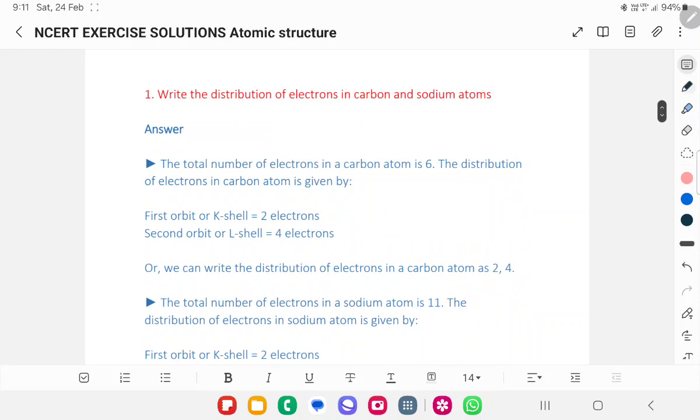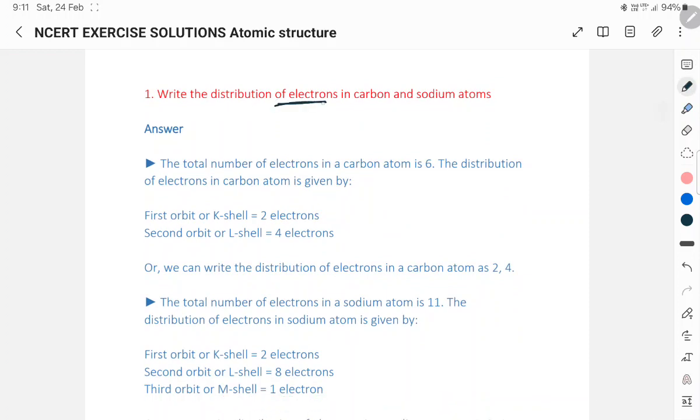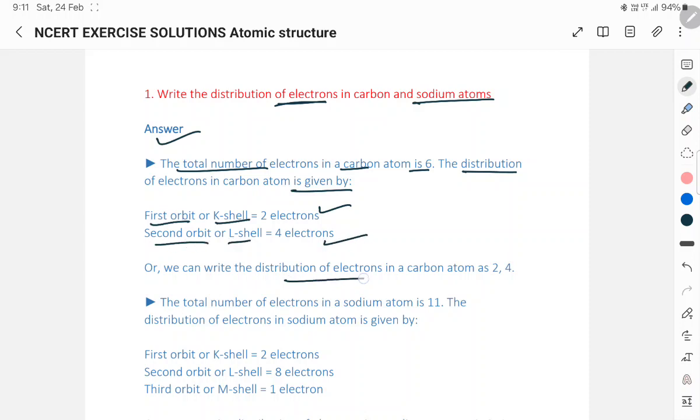Now next question is, write the distribution of electrons in carbon and sodium atoms. The total number of electrons in a carbon atom is 6. The distribution of electrons in a carbon atom is given by the first orbit, K shell, which contains 2 electrons, and the second orbit, L shell, which contains 4 electrons. Or we can write the distribution of electrons in carbon as 2, 4. So this is the K shell, this is the L shell.